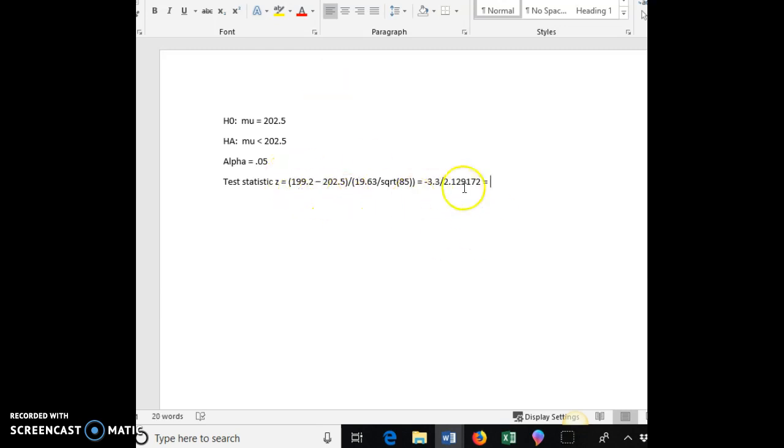Okay, so when we subtract the top, we get negative 3.3, and when we divide out this bottom portion, we get 2.129172, and when we divide that out, we end up with negative 1.5, and if we round to 3 decimals, 1.55. All right. So let's now take that value and we need to look up our p-value. Now, since it's a left-tailed test, our Excel is going to give us the area to the left of this, which is exactly what we need as a left-tailed test. So all we need to do is put this in and report what we get.